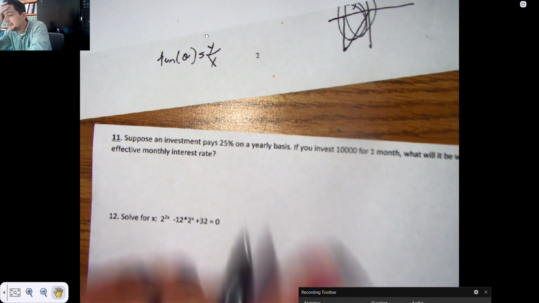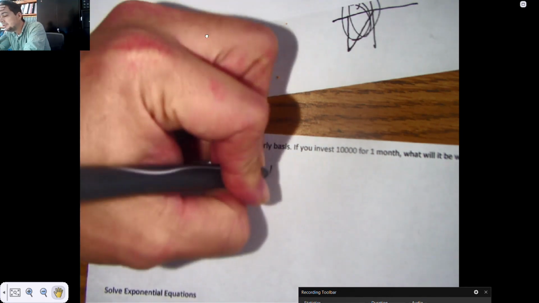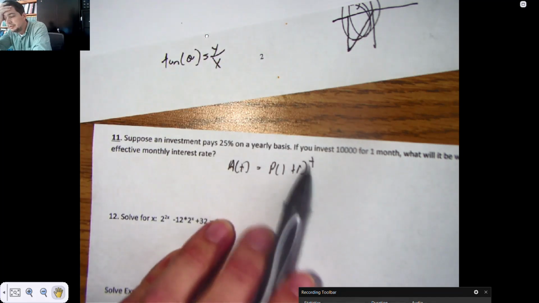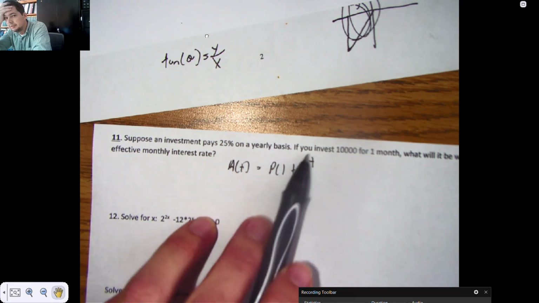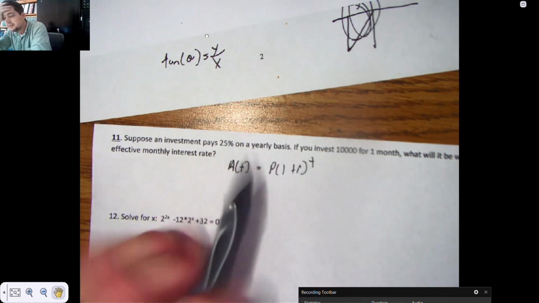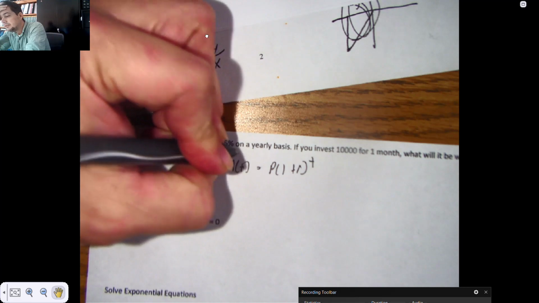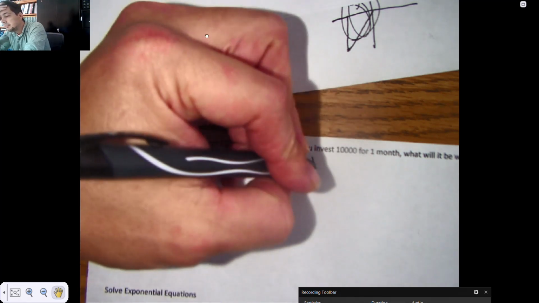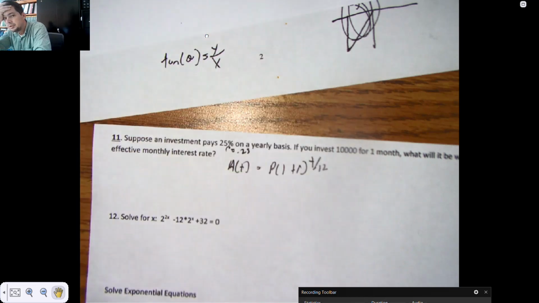So we're paying on a yearly basis. I get to use the formula for exponential growth. Normally, when you use this, time would be something like a whole year. The rate of 0.25 is on a yearly basis. I need to change this into a monthly equation by putting a /12 there, because now it will accept months.